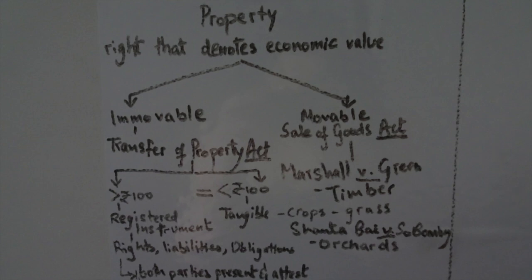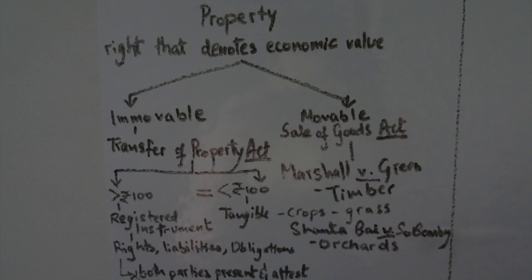Now there are two important cases here. One is Marshall versus Green that establishes that timber is included as movable property. And another, Shantabai versus State of Bombay, which establishes that if the intention is to reap fruits from the trees, then it is regarded as immovable property. However, if the intention is to cut down the trees and use it as timber, it would be regarded as movable property. These two cases, as we've seen, are quite similar.